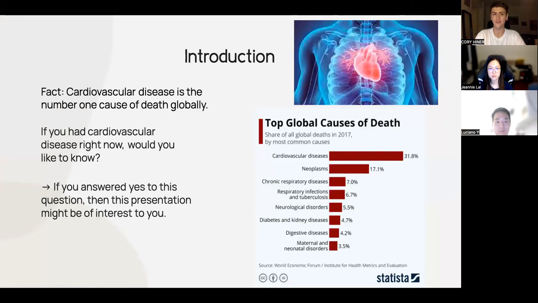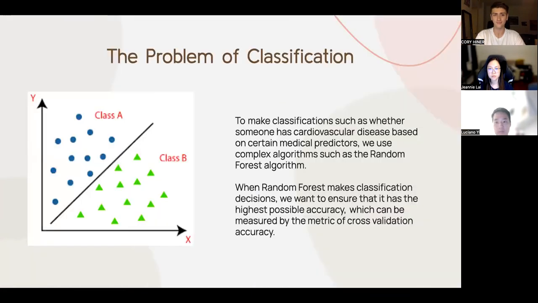Cardiovascular disease is the number one cause of death globally. If you had cardiovascular disease right now, would you like to know? If you answered yes to this question, then this presentation might be of interest to you.